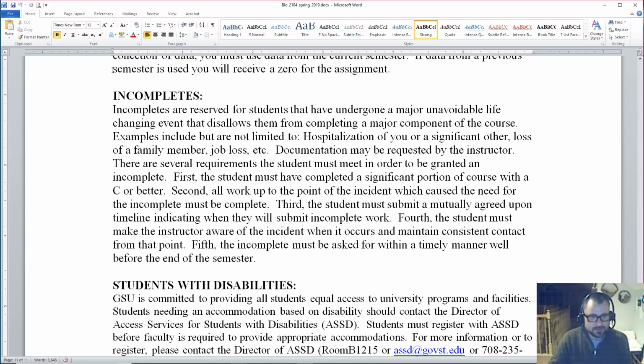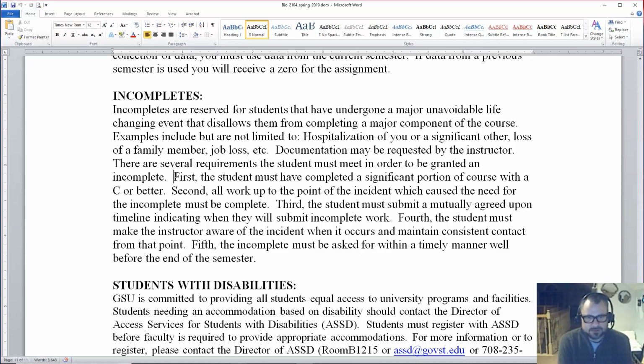Okay? In terms of incompletes, there are a set of rules for actually getting an incomplete. What you don't want to do is you don't want to disappear for a month or two at a time and then come back and say, hey, I had this and this happen and I'd like an incomplete to finish, because the answer is going to be no.